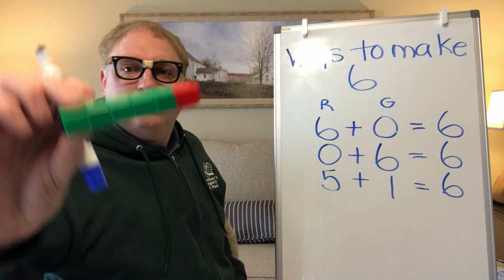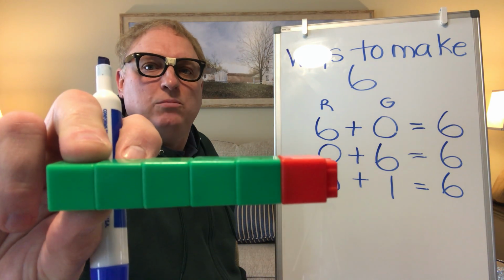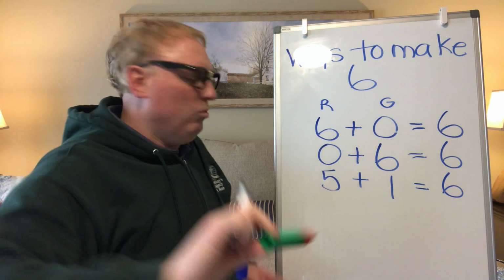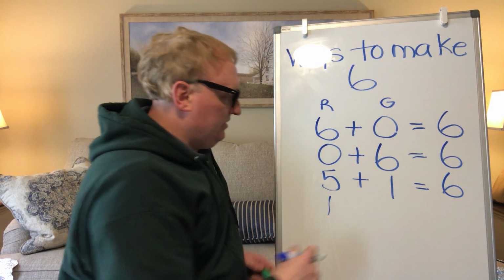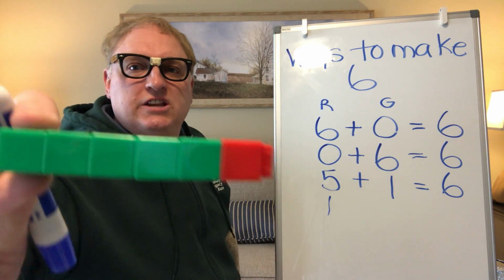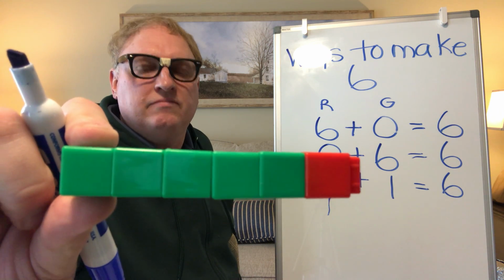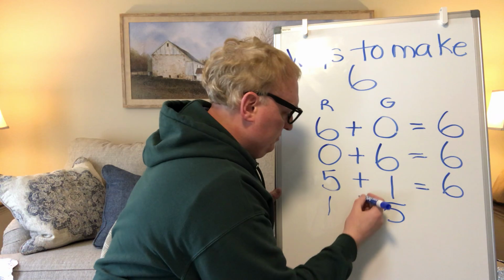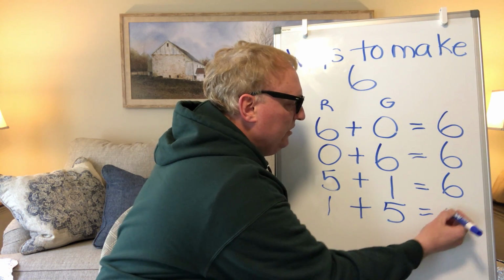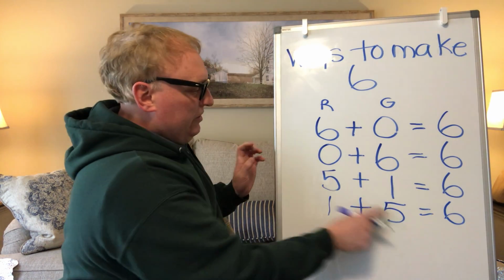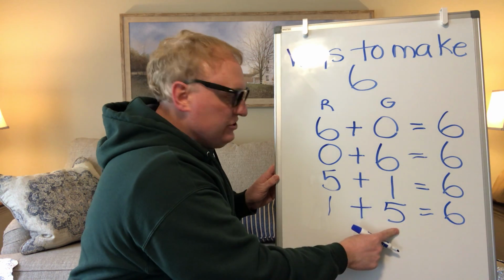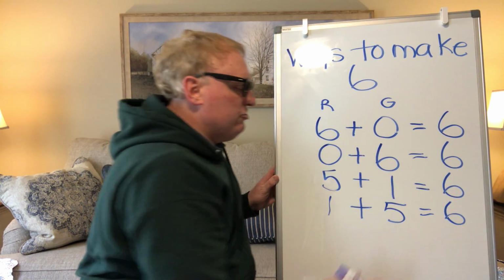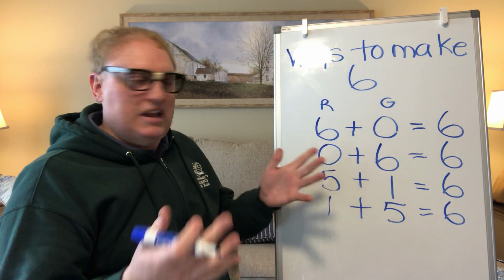So likewise, how many red do you see in this grouping, boys and girls? 1. How many green do you see in this grouping? 5. 1 plus 5 equals 6. Remember, it doesn't matter if the 5 is first or second, or if the 1 is first or second. You're still going to get the answer 6.